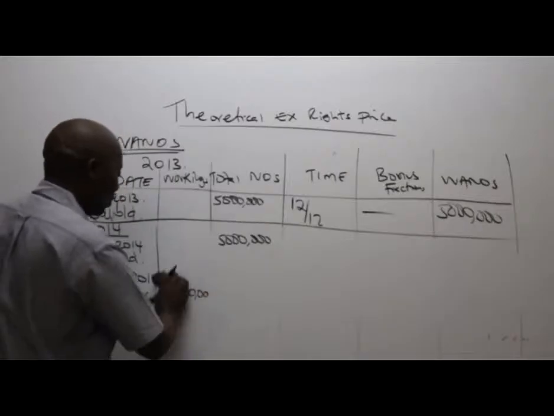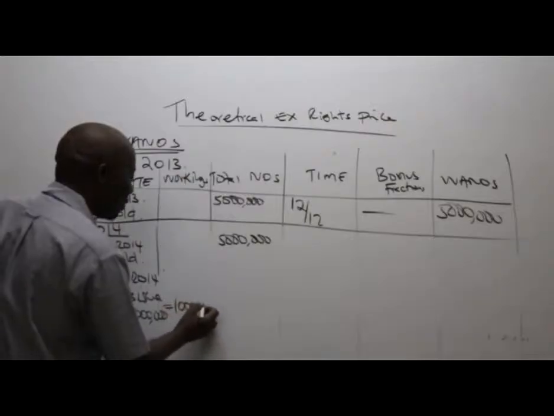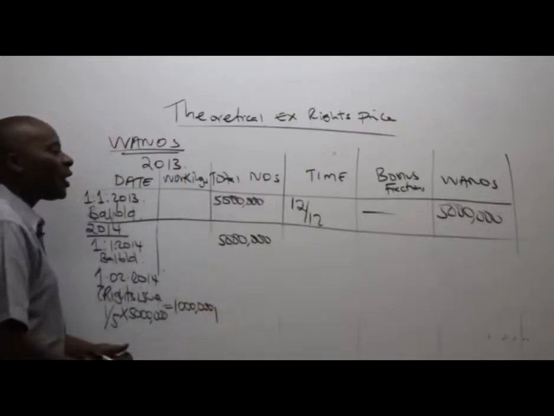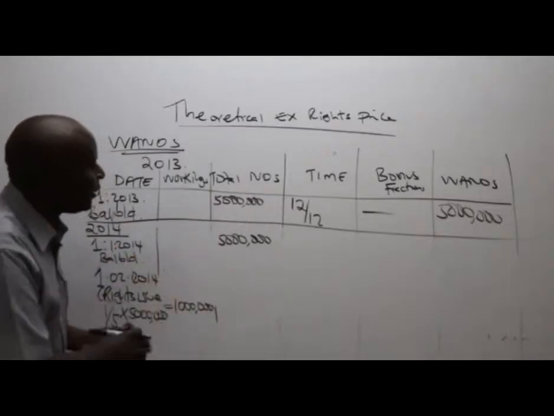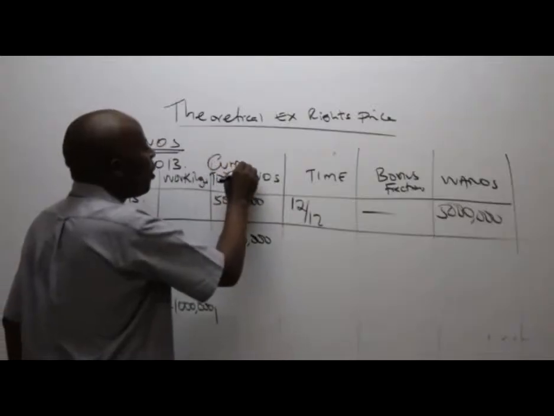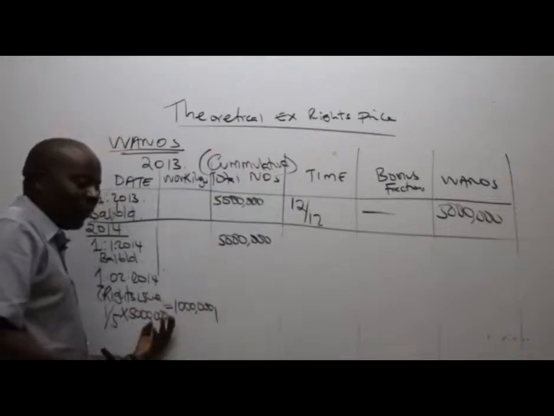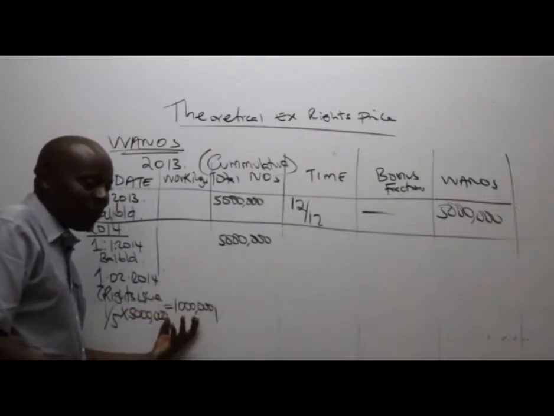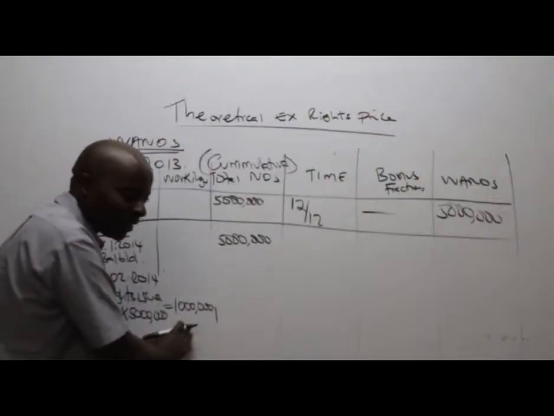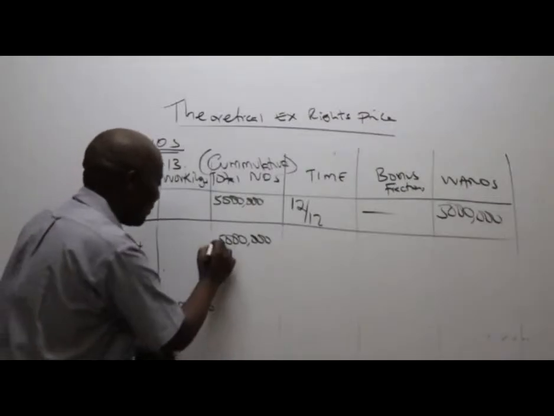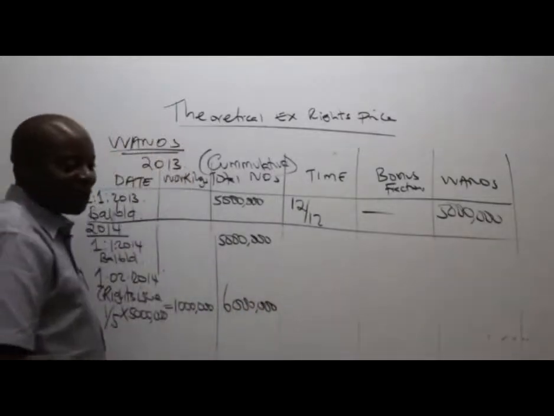No, 1 million. But I appreciate what that student is trying to tell me. The student is trying to tell me that this column here normally takes the total, the cumulative. So 5 million plus a million gives me how many shares in total? 6 million. Thank you very much. 6 million.